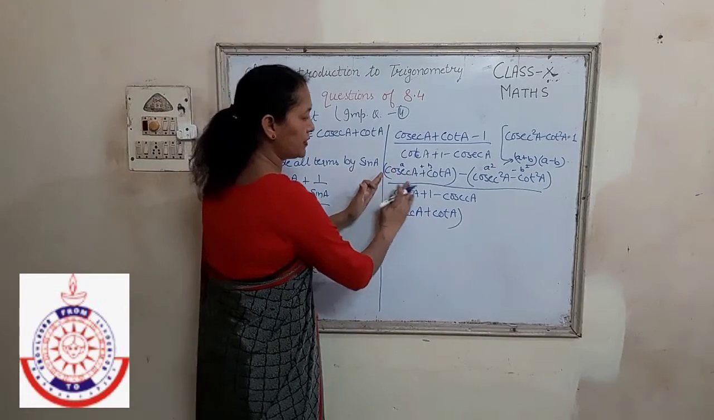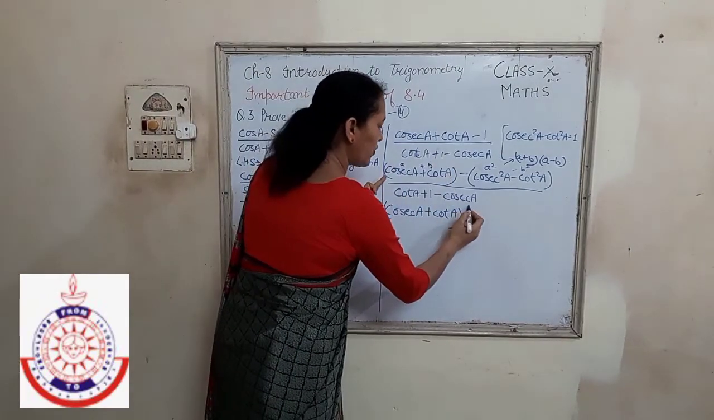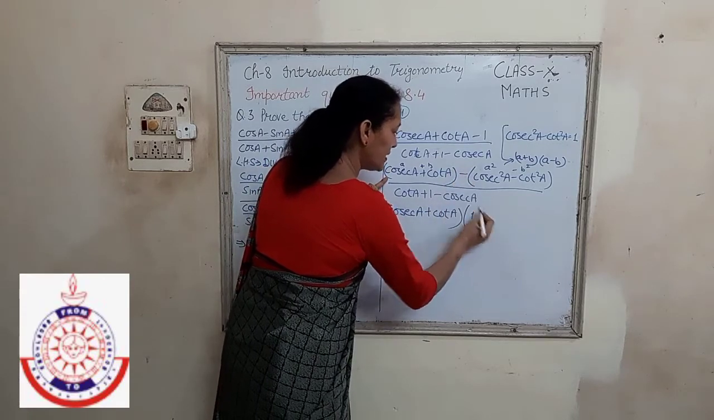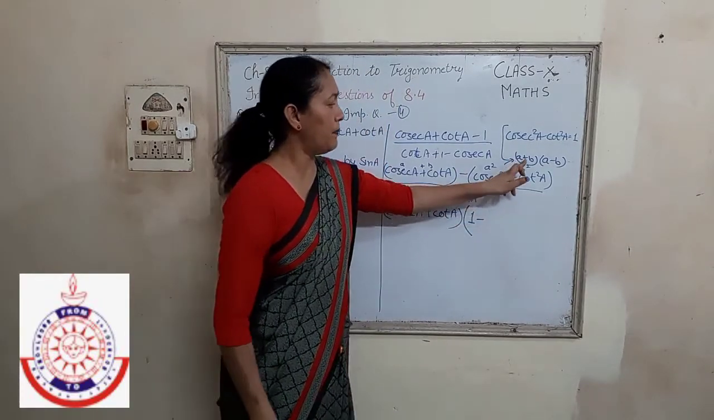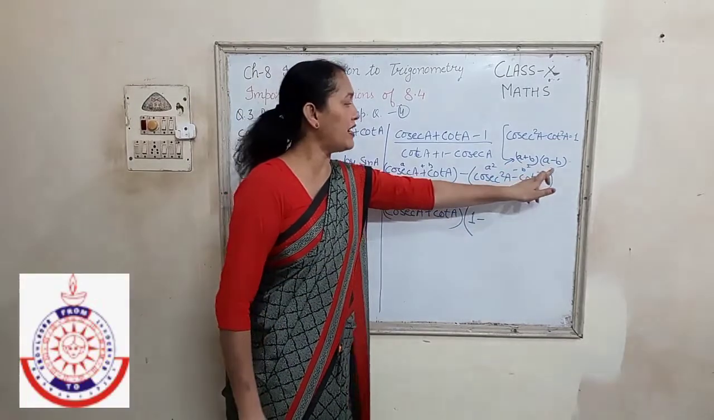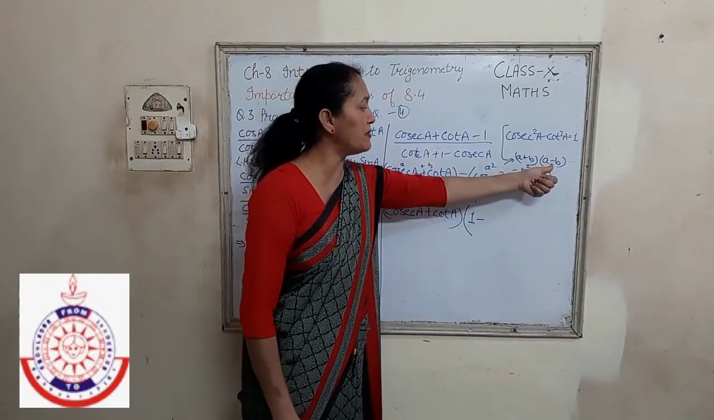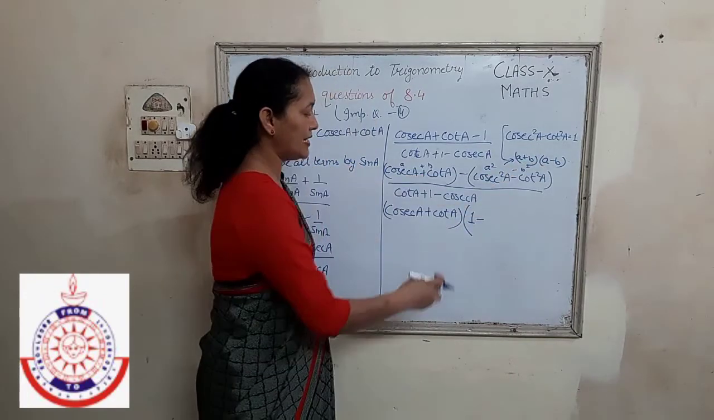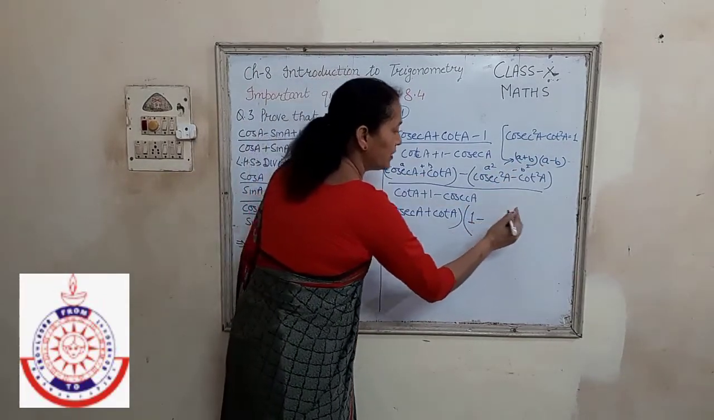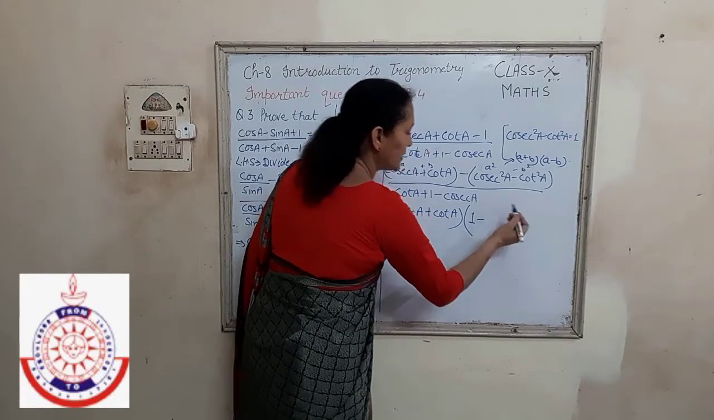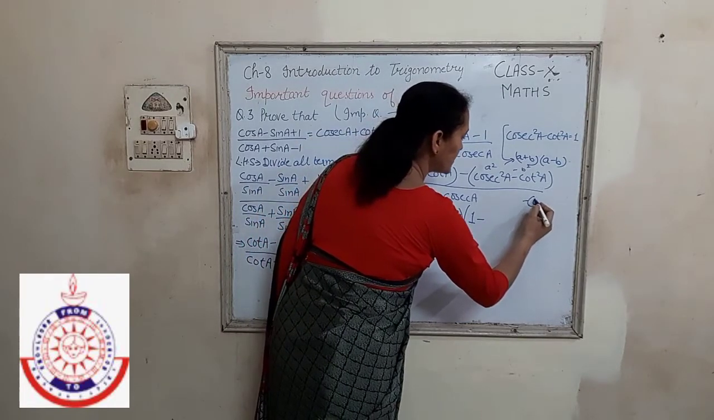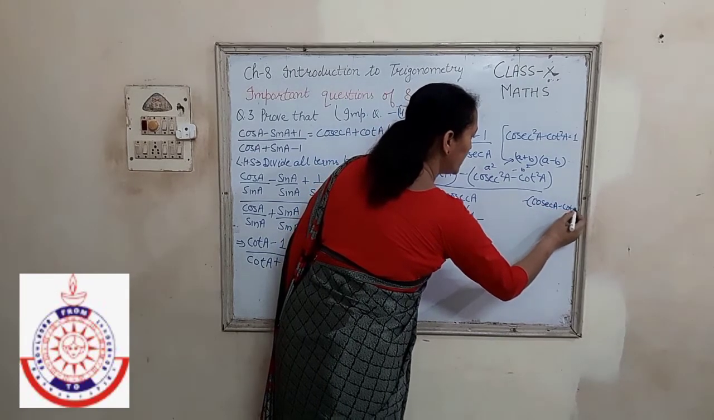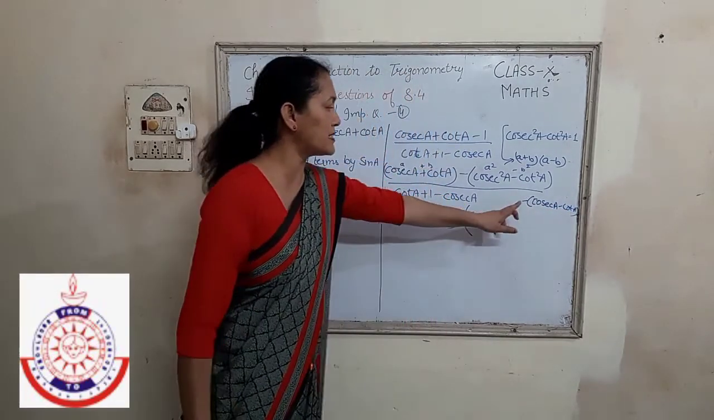A plus B we have taken common. So what is left here? Everything I have taken common, so what will be left? Nothing. Nothing means 1. Then this minus sign comes. Then A plus B is taken out, we are left with A minus B. A minus B means A is cosecant and B is cot. And this minus sign is there. We will be having cosecant minus cot.